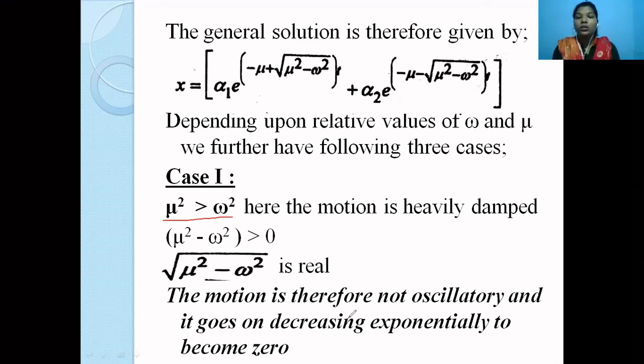It is going to decrease exponentially to become 0. So after a particular time interval, the value will go to 0. So this is the first case that we have. Let us talk about the next case in the next slide.